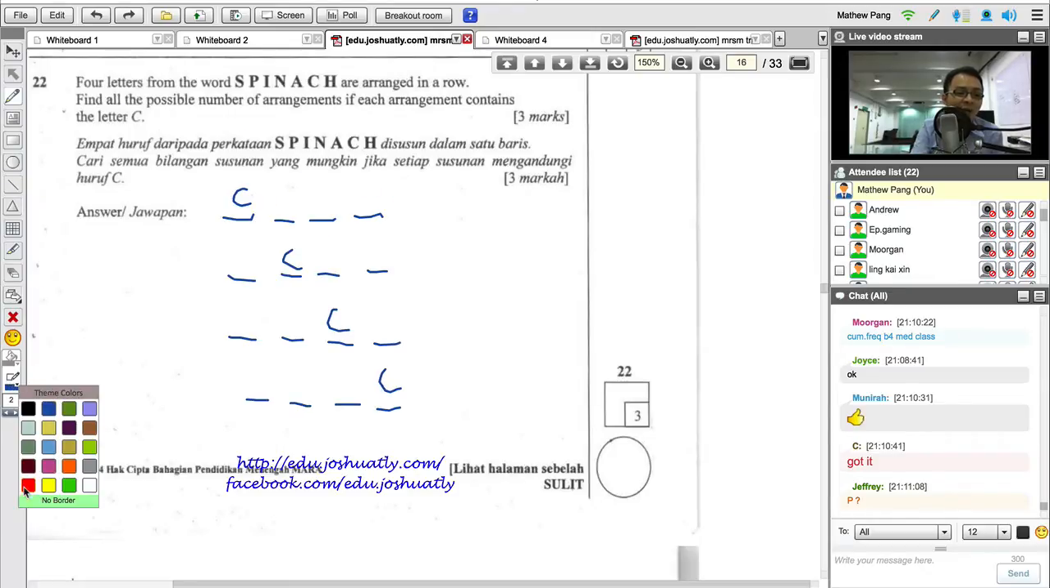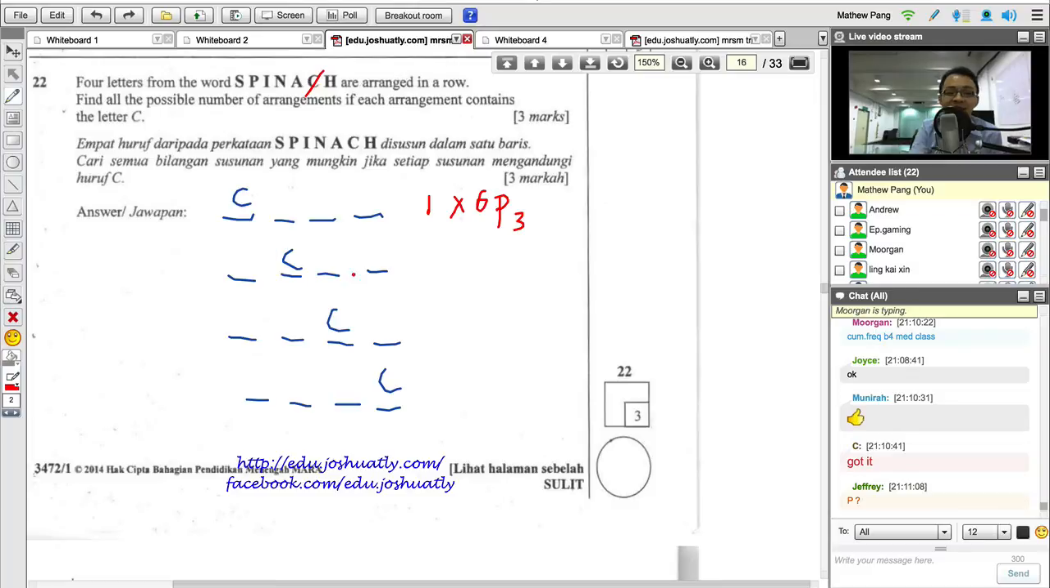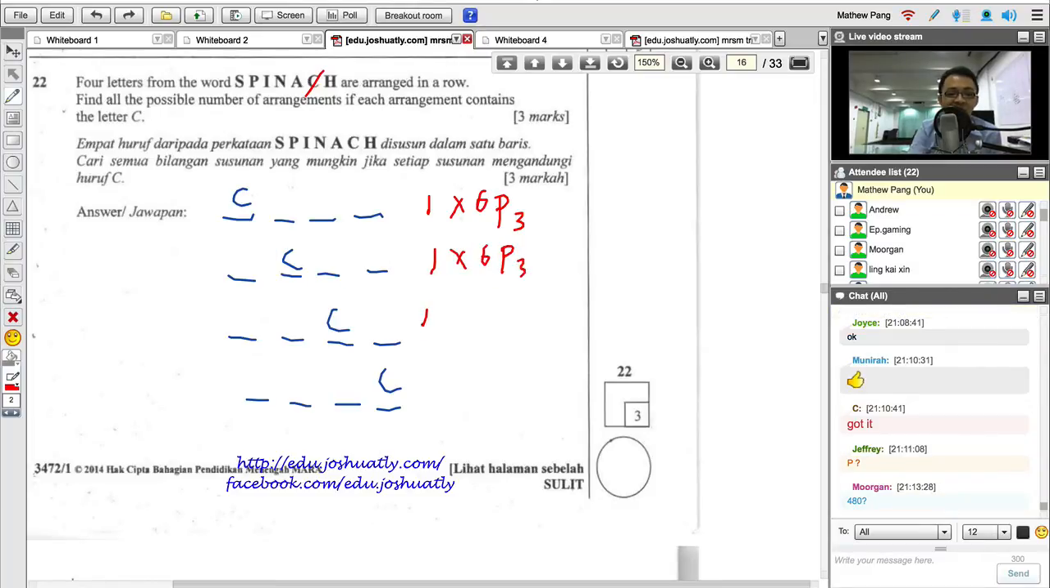If I use C already, I still have 1, 2, 3, 4, 5, 6, so 6 numbers here, and I choose 3. The same for this one: 6 numbers, I choose 3. The same for this one, and this one, because all of them have 6 places, right? Of course, in the exam you're not going to do it like this. You're going to do something like 1 multiplied by 6P3 and then multiplied by 4. Then you can get your correct answer.